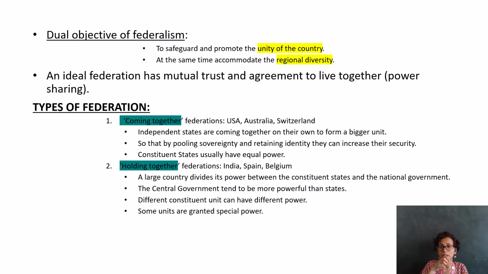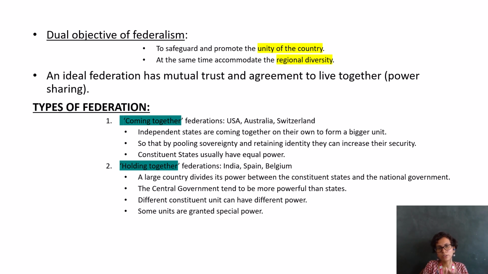At the same time, in a diverse country like India, where so much linguistic, cultural, religious diversity is there, there is a need of local levels of government which will look after the everyday needs of the people.